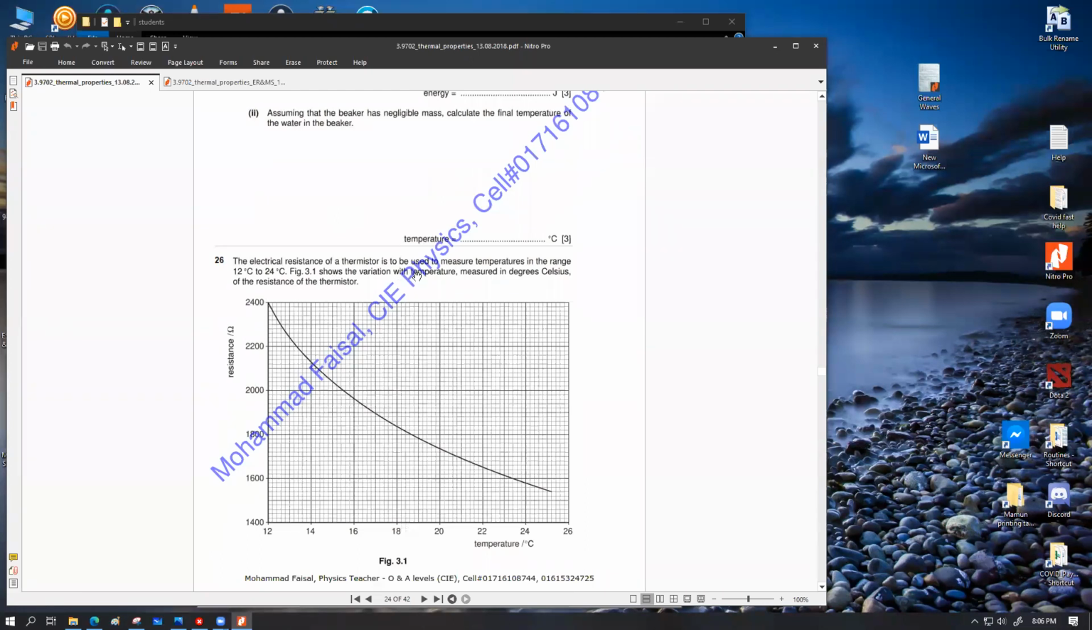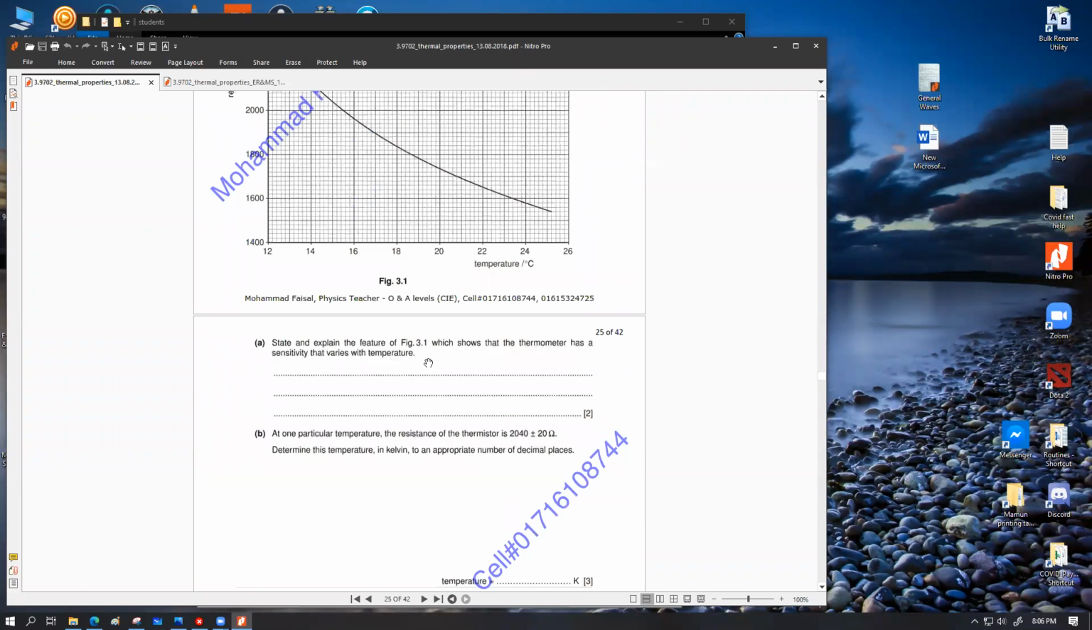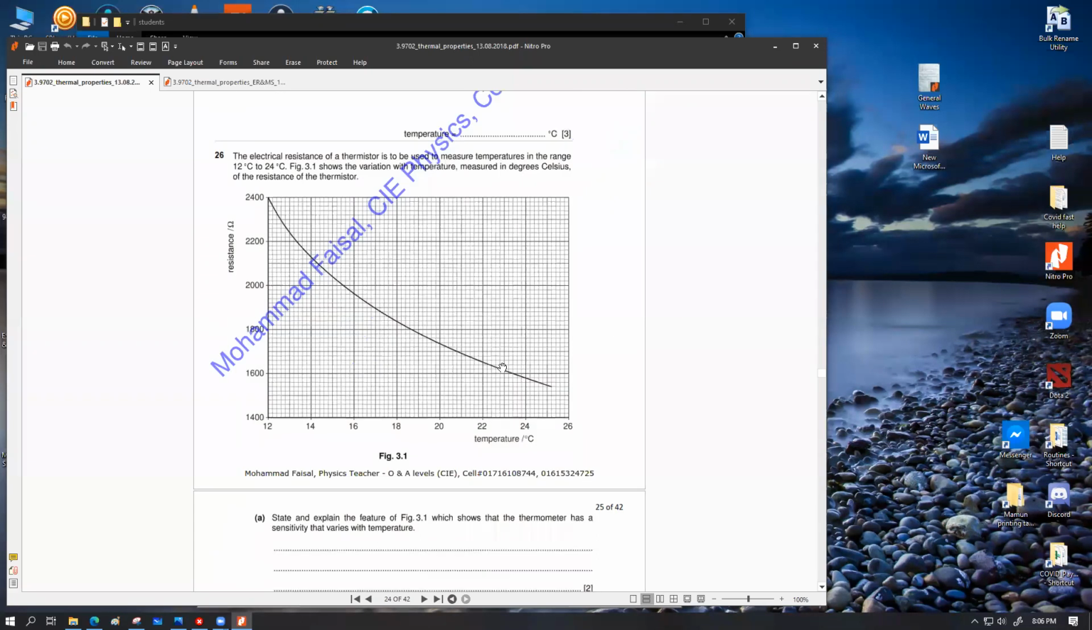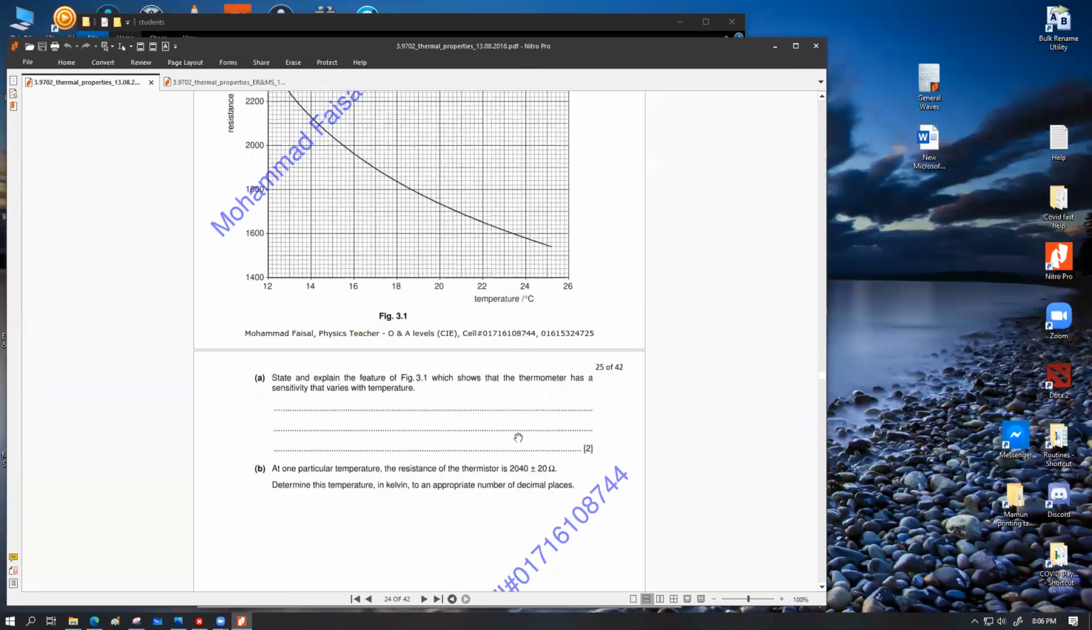The electrical resistance of a thermistor is to be used to measure the temperature in the range of 12 degrees Celsius to 24 degrees Celsius. Figure 3.1 shows the variation with temperature, measured in degrees Celsius, of the resistance of the thermistor. So it's a curved behavior. Explain the feature in figure 3.1 which shows the thermometer has a sensitivity that varies with temperature. We talk about gradient, and we have to write that the gradient is not the same. So we have a different amount of decrease of resistance for the same amount of temperature increase, for a lower temperature range or for the higher temperature range.